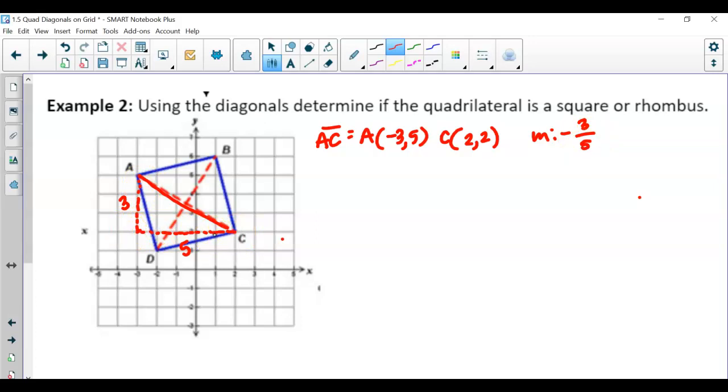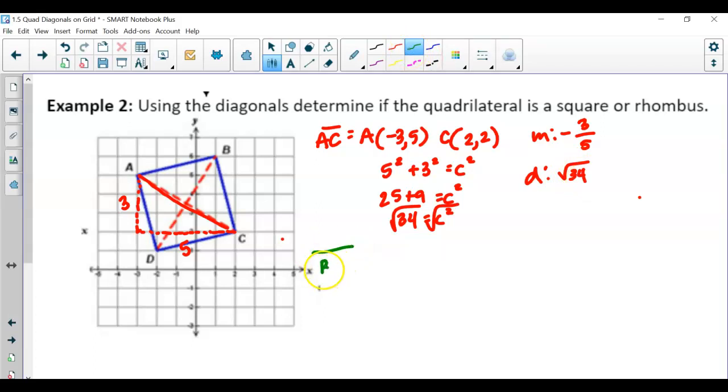So now here to get the distance, we have 5 squared plus 3 squared is equal to c squared and solving. So here you end up with 25 plus 9, which gives you 34, but then of course take the square root. So the distance is radical 34. So go ahead now and pause the video and do the slope and distance of BD on your own. Just try BD.